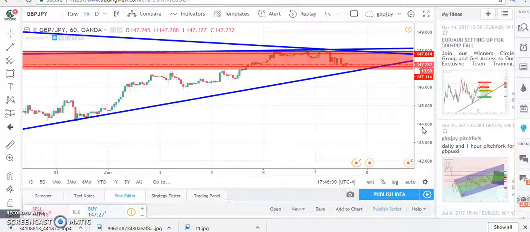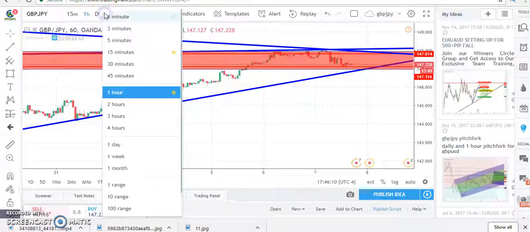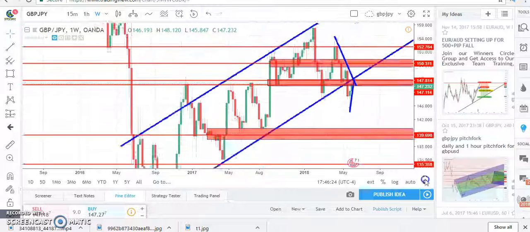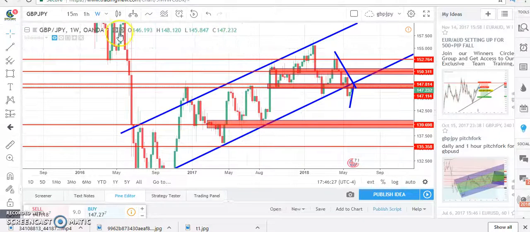But right now, I'm noticing that GBPJPY is in a very good position for a potential sell, and I'm gonna show you why. Right now, I'm on the hour, but I'm gonna take it back. When you're drawing your support and resistance lines, if you're brand new, your support and resistance lines are basically your floor and your ceiling, to where your market is going to be comfortable. So I'm gonna pull up a weekly chart so you can get an understanding of where we're at.